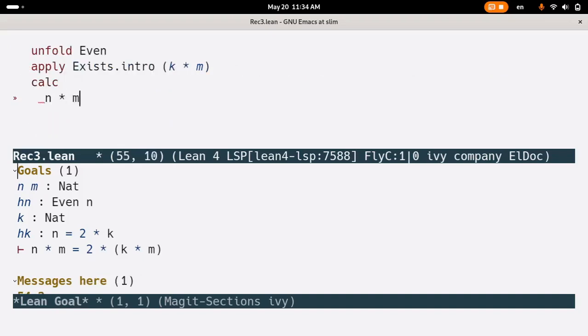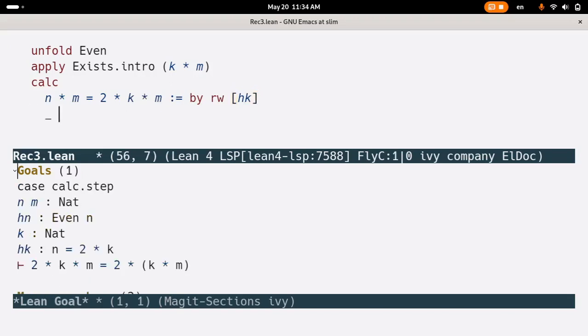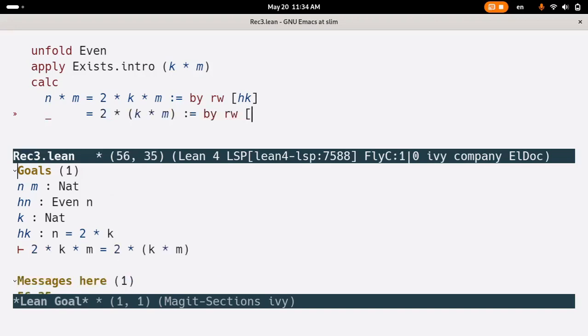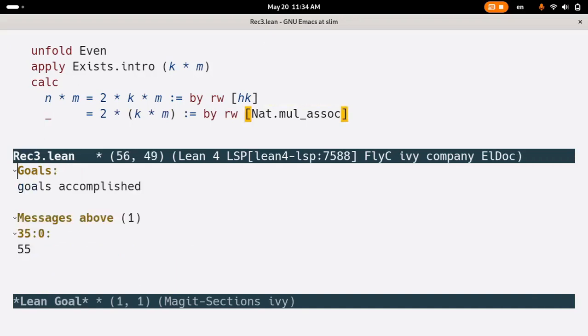We will enter calc mode and say that n times m is the same as 2 times k times m by rewriting it with hk, and 2 times k times m is the same as 2 times (k times m) by associativity of multiplication. And that proves this theorem.